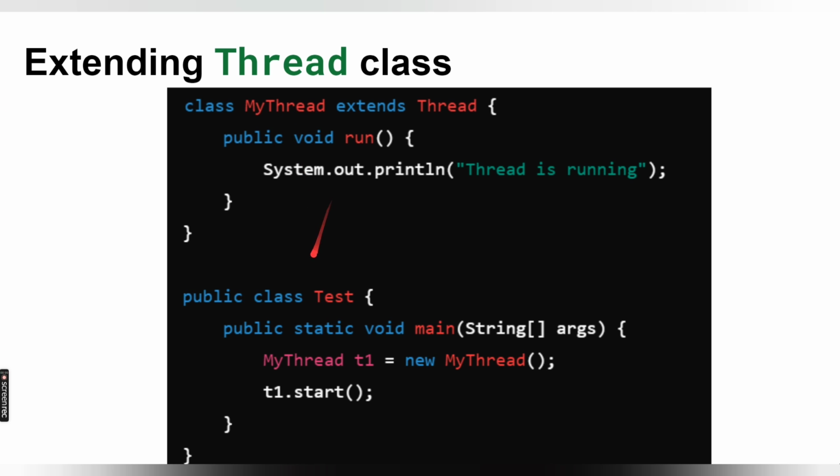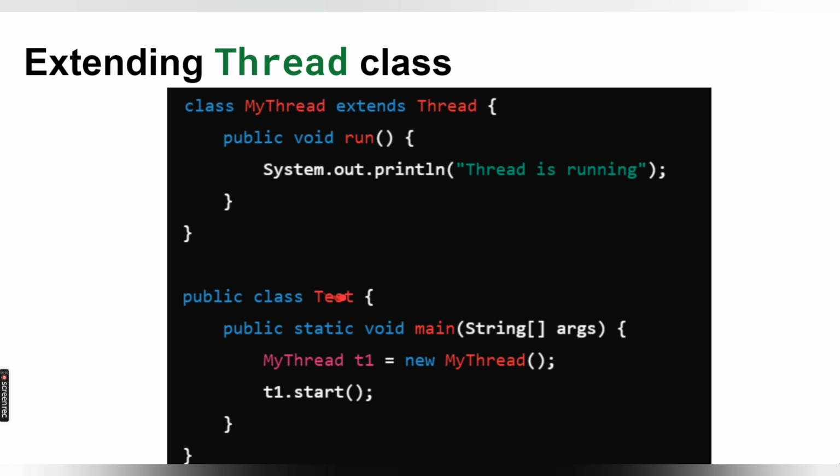So here you have one class, MyThread, and this class extends the Thread class. And inside this class, you have a run method. So basically this is a method that is used for multithreading. Okay, remember that run method. And inside this you have your statement. So here you can have any logic.